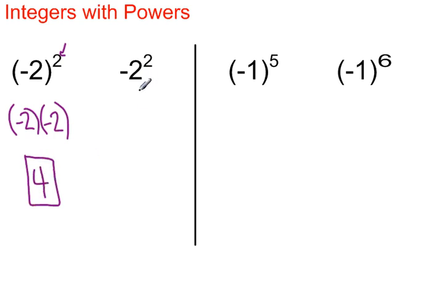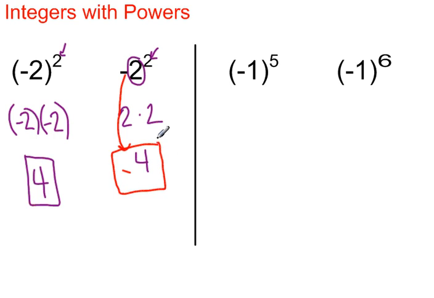The difference here is that without the parentheses, this negative is off by itself. This problem says take the number 2 and multiply it 2 times. 2 times 2. That answer is 4. And then that negative follows down and goes in front of your answer. This answer is -4.